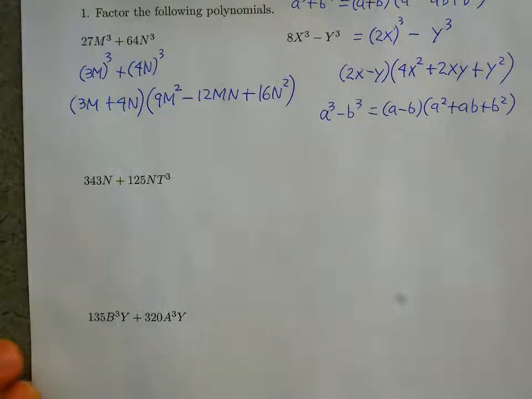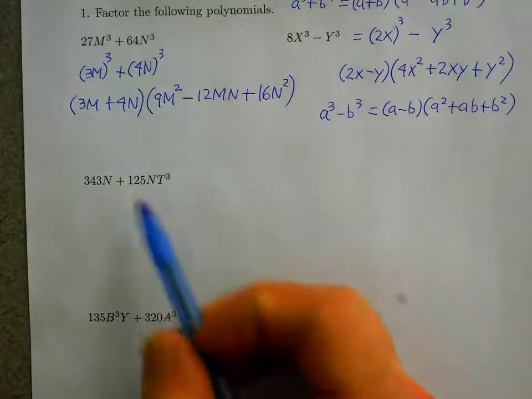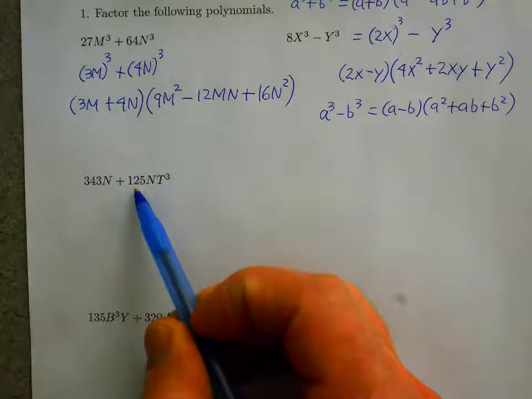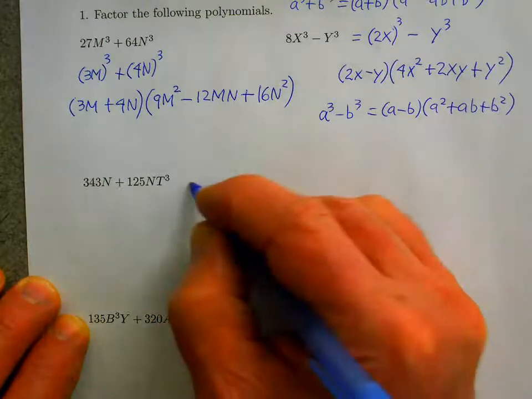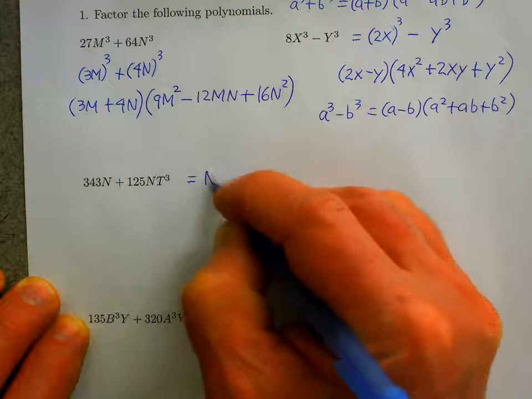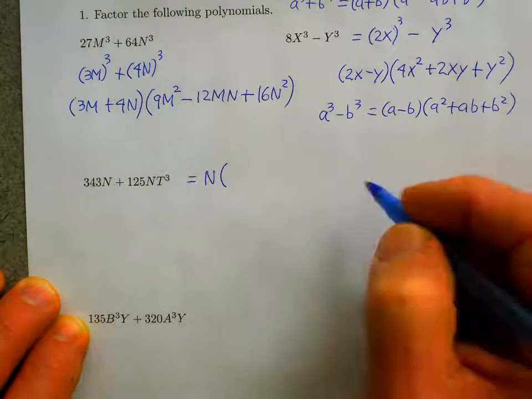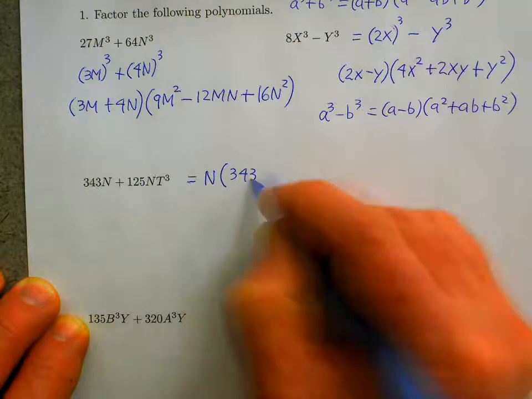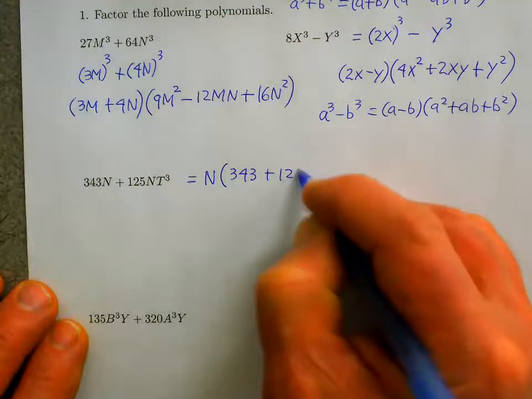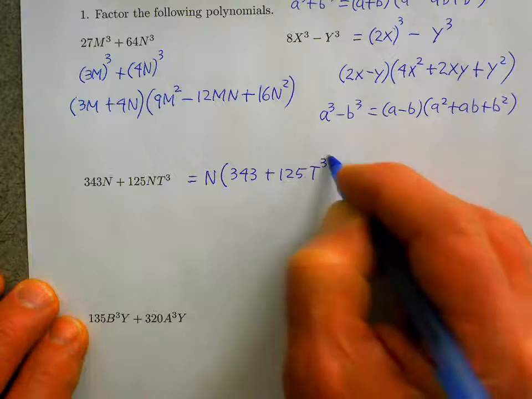And 343 is 7 times 7 times 7, or 7 to the third. 125 is 5 times 5 times 5, or 5 to the third. So the greatest common factor is just n. So we factor that out first. And then in parentheses, we have 343 plus 125t to the third.